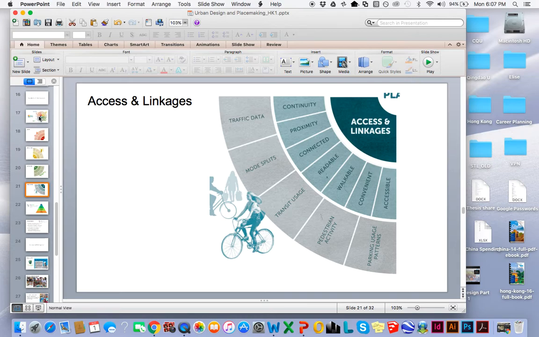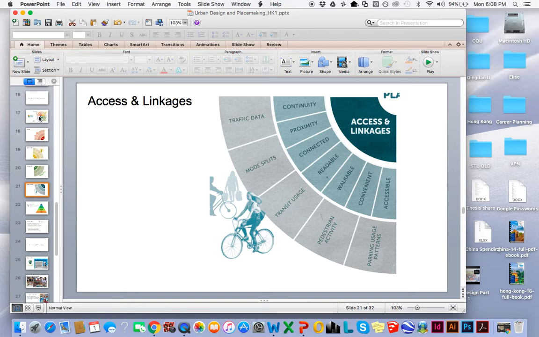Pedestrian activity is again similar to what William White discussed in his video. Where are people on the street? Where are they sitting and where are they congregating? And then parking use patterns. If there are cars, of which there are actually very few in Hong Kong, where are they and at what times of day is parking in highest demand? And all of this leads to the ability to access these public spaces. And so how connected is this place? How walkable? How convenient? And in general, how accessible?